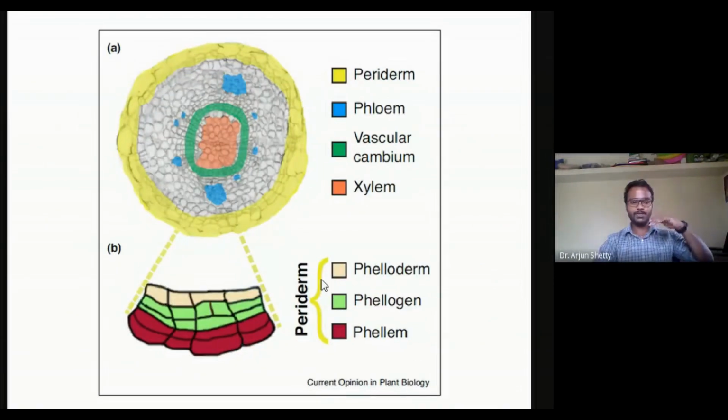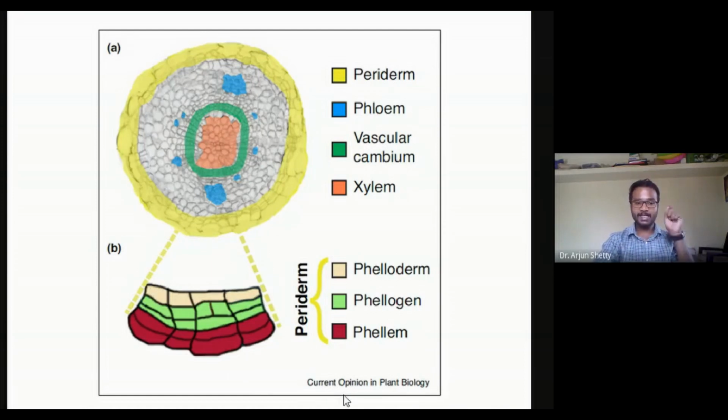So can you all see from the top: phellem, phellogen, and phelloderm. Here they are taken from the inside, so phelloderm, phellogen, and phellem. For easy understanding, they have made some corrections.